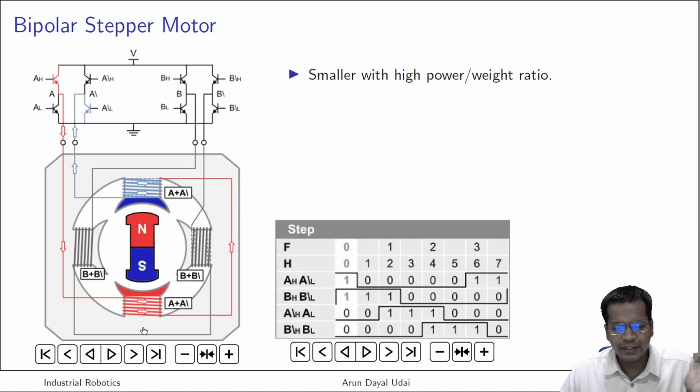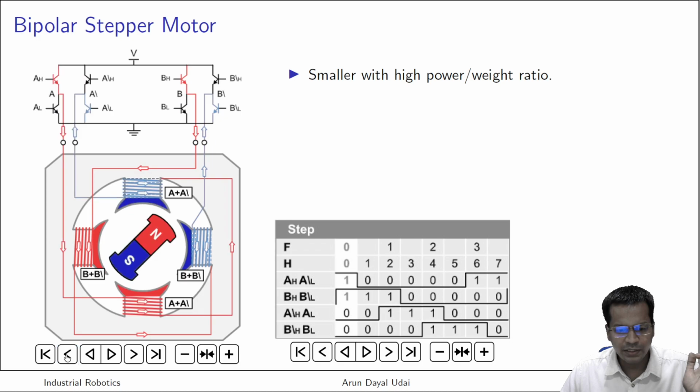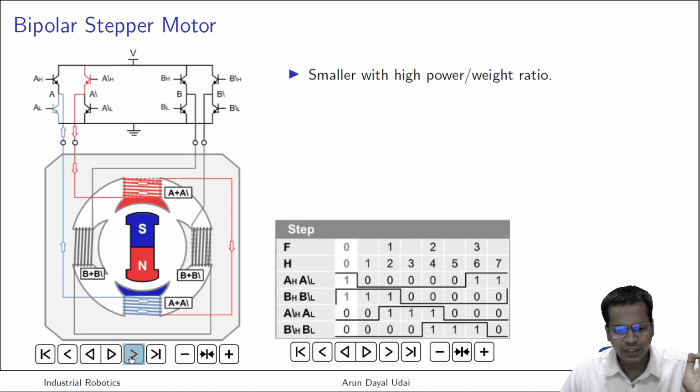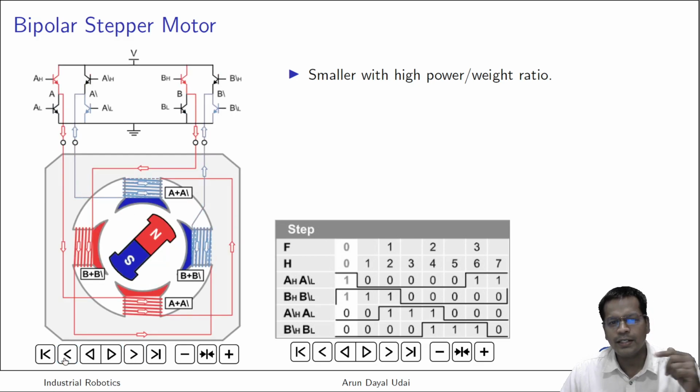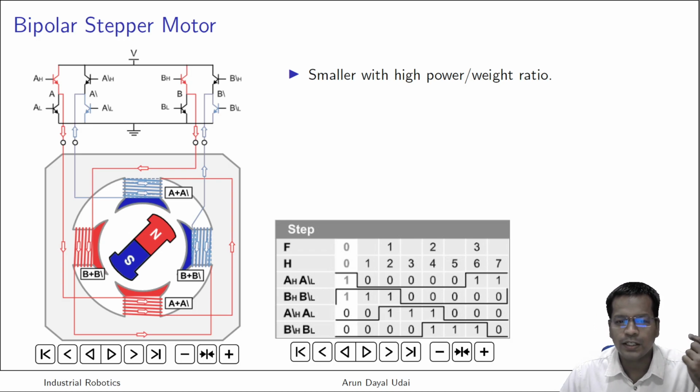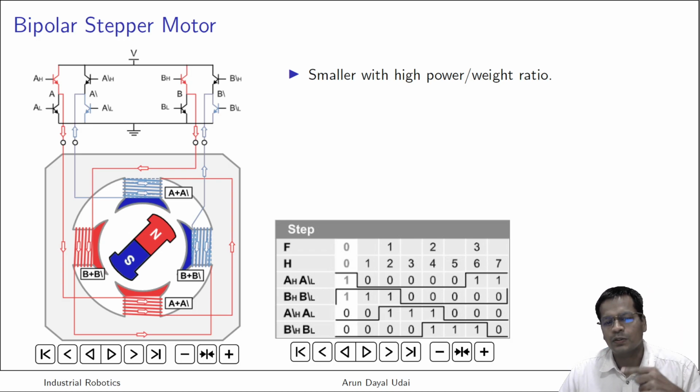Again, direction can be changed by just changing the pulse sequence. Got it? You can change the direction. And the higher the pulse per second, the higher the speed. So you can control the speed and you can also control the direction. Again, you cannot control the torque in this one. Torque is maximum.